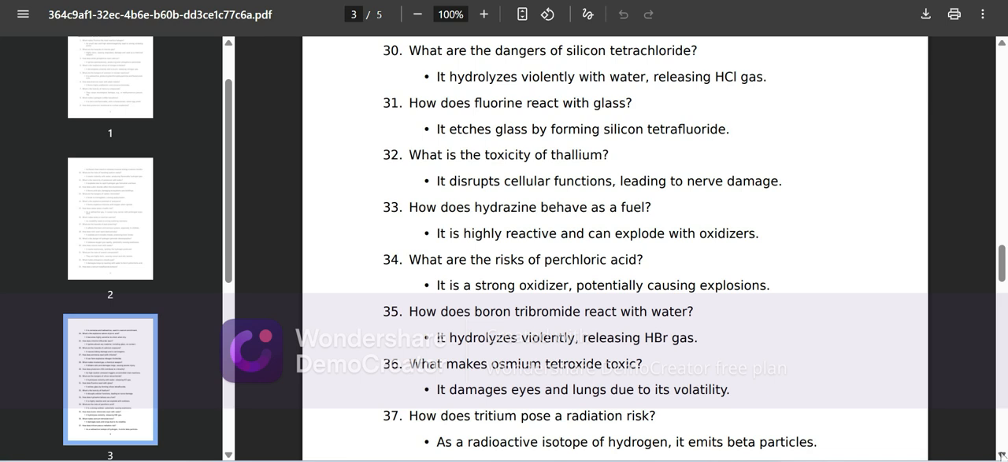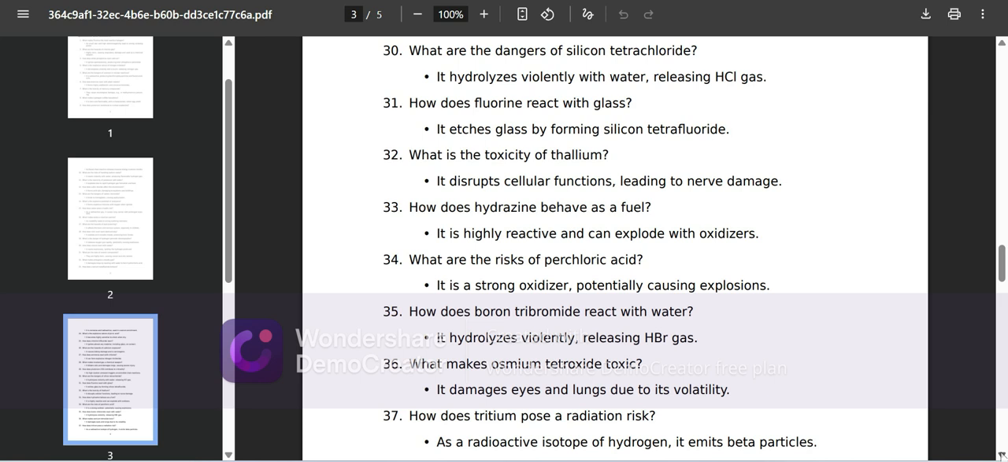What is the toxicity of thallium? It disrupts cellular function, leading to nerve damage. How does hydrogen behave as a fuel? It is highly reactive and can explode with oxidizers.